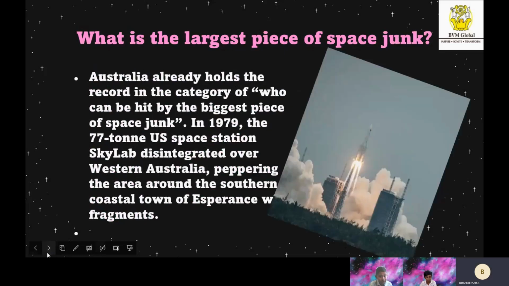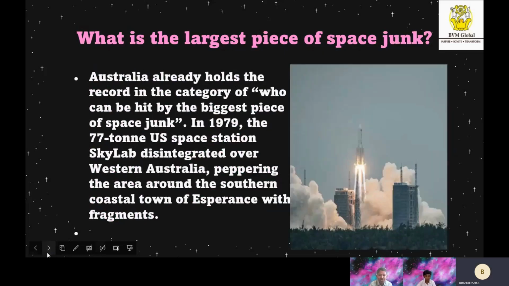What is the largest piece of space junk? Australia already holds the record in the category of who can be hit by the biggest piece of space junk. In 1979, the 77-ton US space station Skylab disintegrated over Western Australia, pelting the area around the southern coastal town of Esperance with fragments.